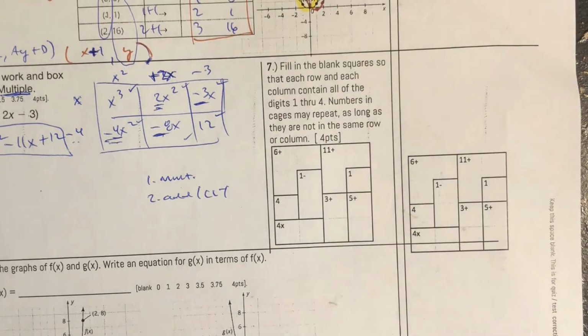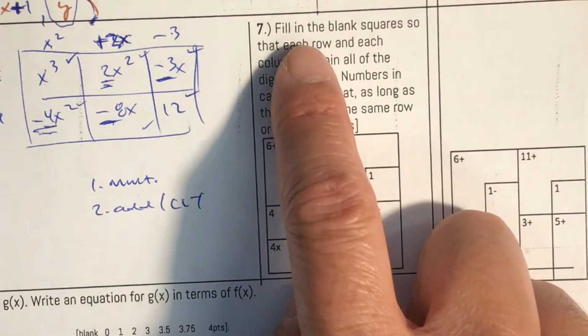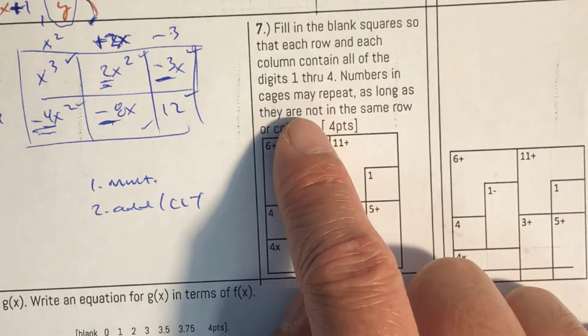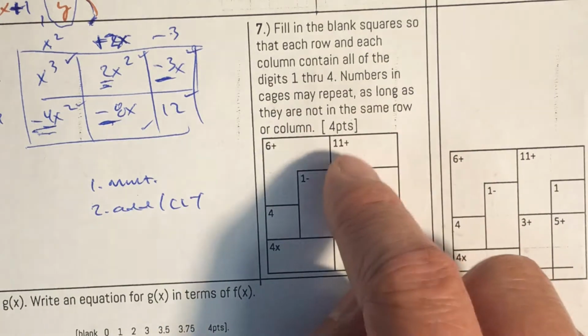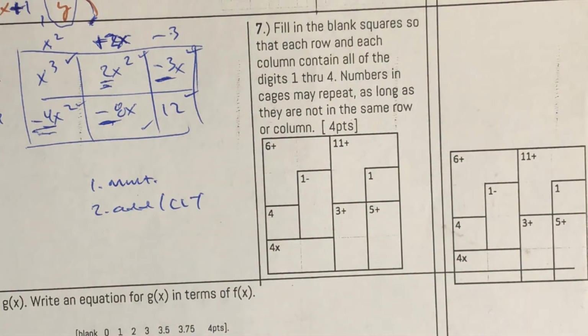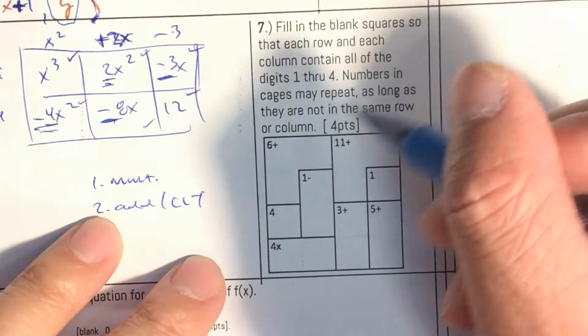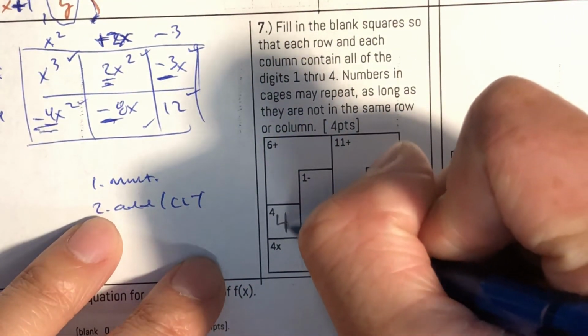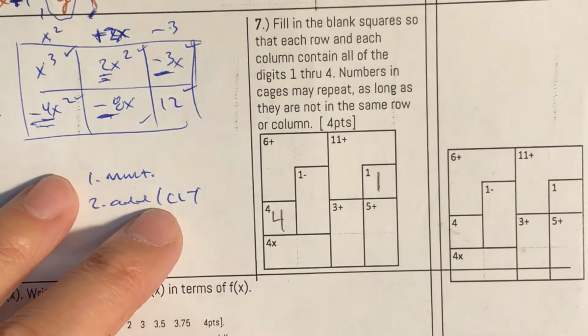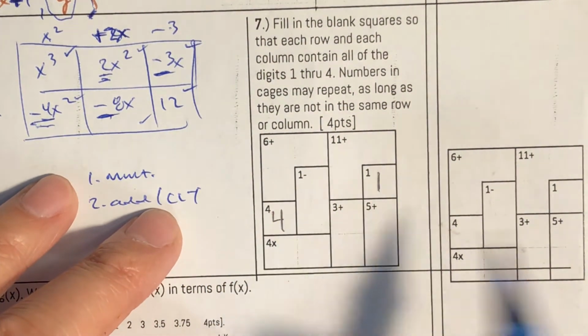Question number 7, you have a KenKen here. Fill in the blanks so each row and column contain all the numbers 1 through 4. Numbers in cages, the darkened areas, may repeat as long as they are not in the same row or column. So I'm going to look for any freebies here. I notice that 4 and 1 have no math symbols, which is great. So those are my freebies.